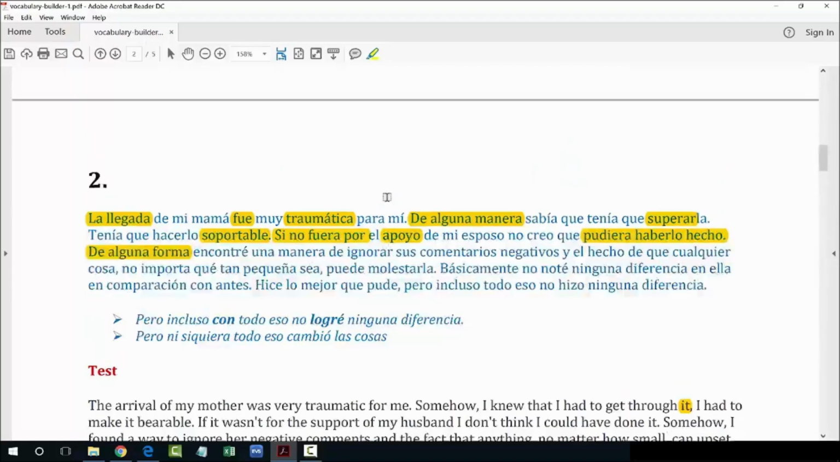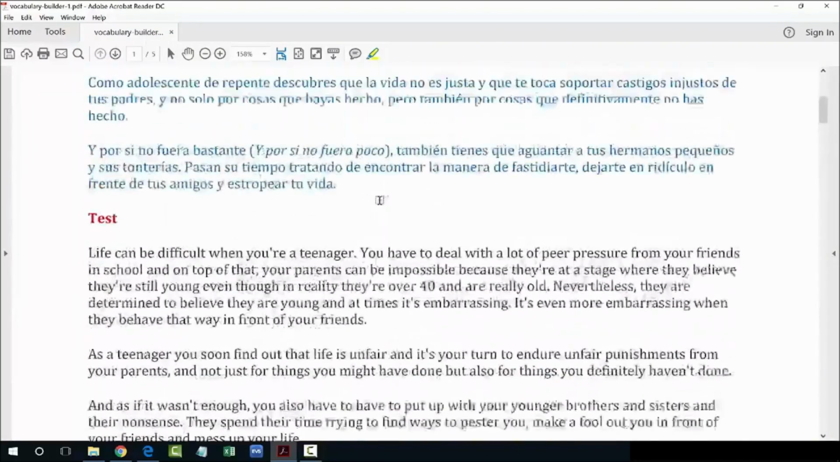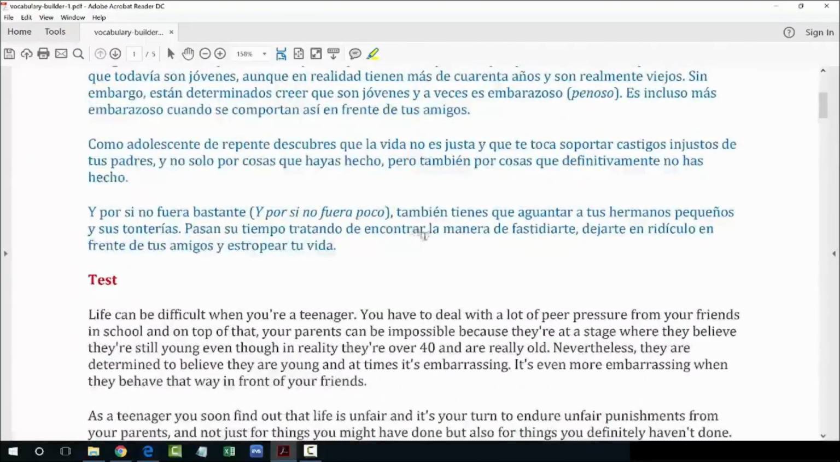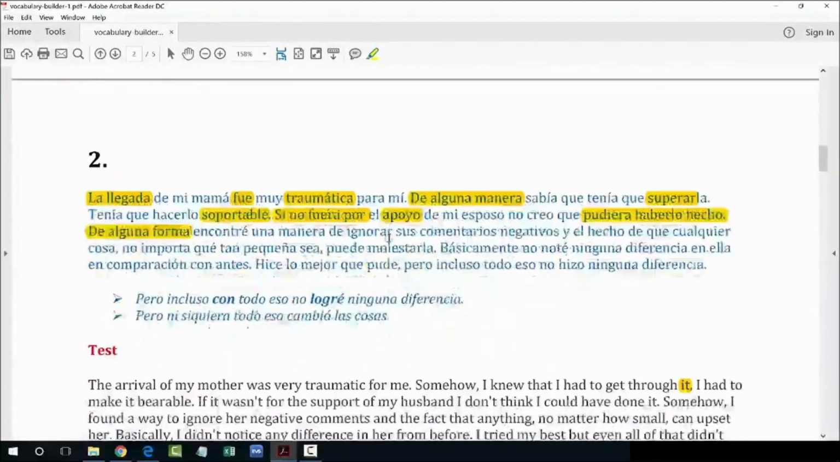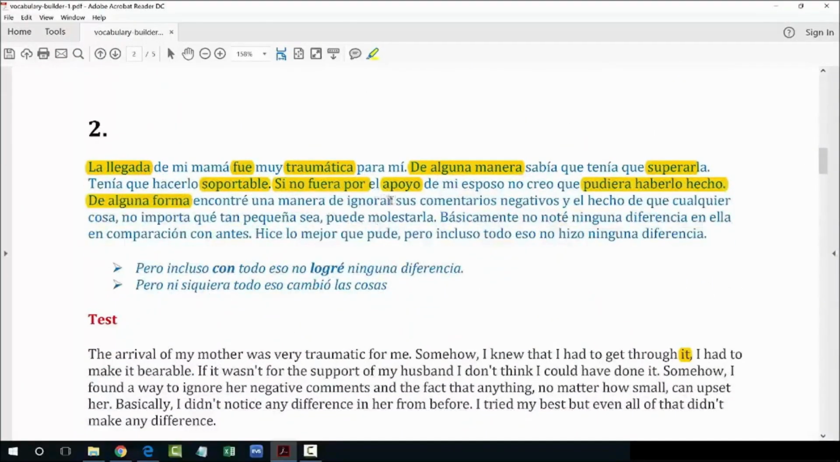And actually you can see this in action in the first text. If we scroll up and we try to find it, here it is. Pasan su tiempo tratando de encontrar la manera instead of una manera. Now you would be understood and it's not quite a mistake, but it's just a little bit more natural to say the way instead of a way as we would in English. Then we have the verb ignorar, to ignore, and then comments would be comentarios negativos, negative comments.